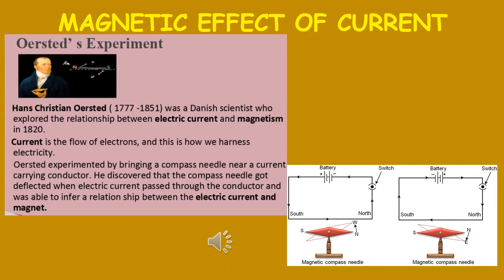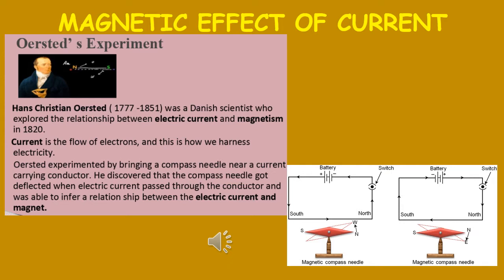This is known as magnetic effect of current. Magnetic effect of electric current was first discovered by Hans Christian Ørsted. He was a Danish scientist and he only explored the relationship between electric current and magnetism. Current is the flow of electrons, and this is how we harness electricity.